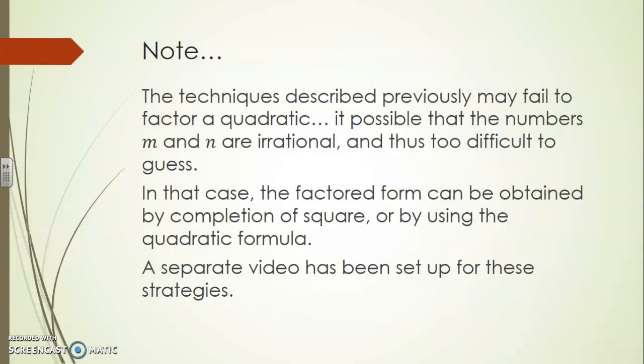Now, the techniques that we have described in this video may fail for certain quadratics. It is possible the numbers m and n are irrational and therefore really difficult to guess. In that case, the factored form can be obtained by completing the square or by using the quadratic formula. We've set up a supplementary video for these strategies.